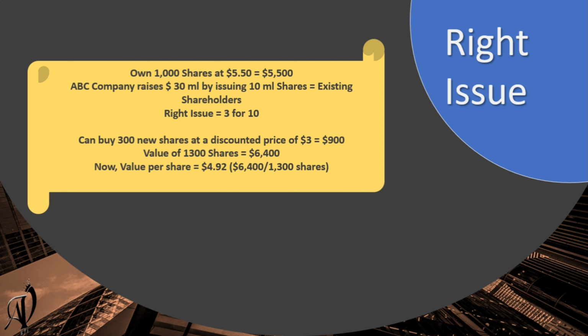Let's assume Arsh decided to subscribe in full. So for the 1000 shares he holds, he can buy up to 300 new shares at a discounted price of $3 for a total price of $900. Now, after the rights issue exercise, the market price of ABC shares will not remain $5.50. As a result, the value of each of Arsh's existing shares declined from $5.50 to $4.92. Hence, the loss on Arsh's existing shareholding is offset exactly by the gain in share value on the new rights. It means the new rights shares cost Arsh $3, but they have a market value of $4.92.